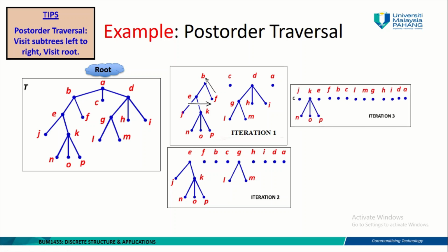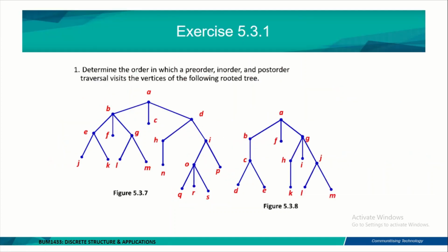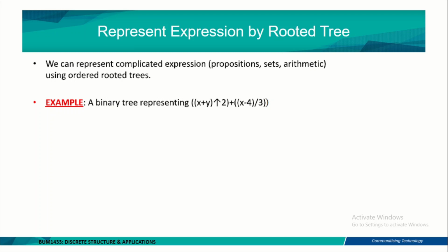Okay, we continue the step until we get the post order traversal of T. Okay, so this is the final answer for the post order traversal of T, which is J, N, O, P, K, E, F, B, C, L, M, G, H, I, D. Okay, this is an exercise. We have 6 questions for you to test your understanding of the pre-order, in order, and the post order traversal. Let's see the infix, prefix, and postfix notation.